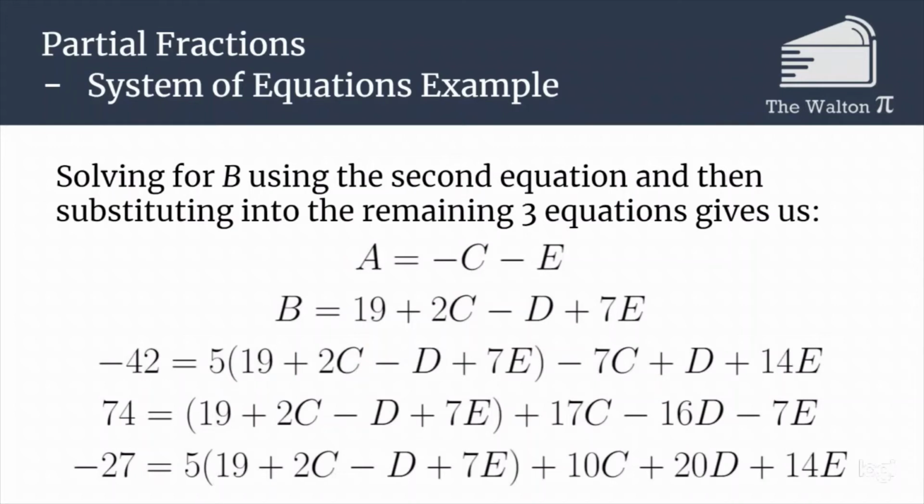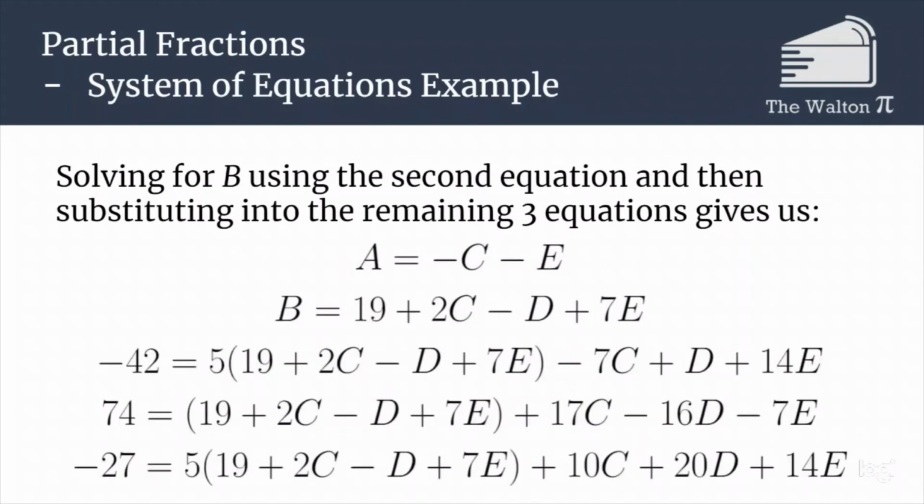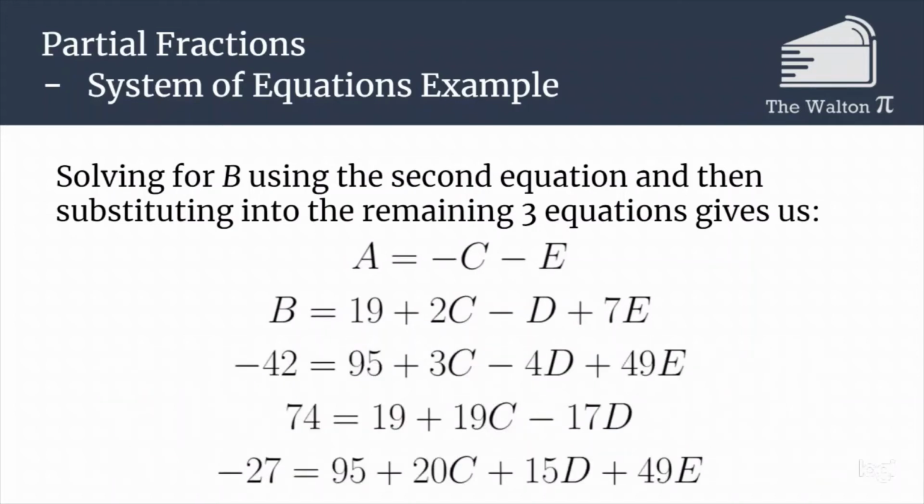This time I wrote it out without simplifying everything first, and so we can see our third line had a 5 times B. Now it has a 5 times 19 plus 2C minus D plus 7E. We are going to do that everywhere that a B showed up, and once we've simplified and combined terms, it turns into something like this.